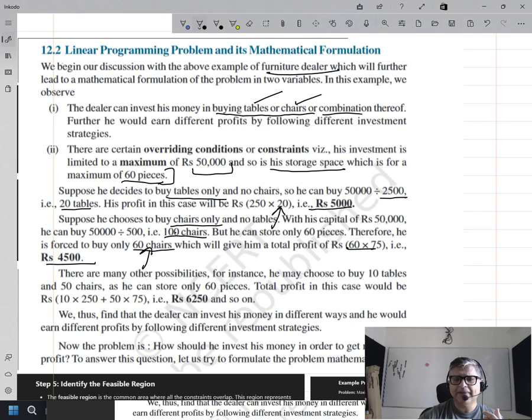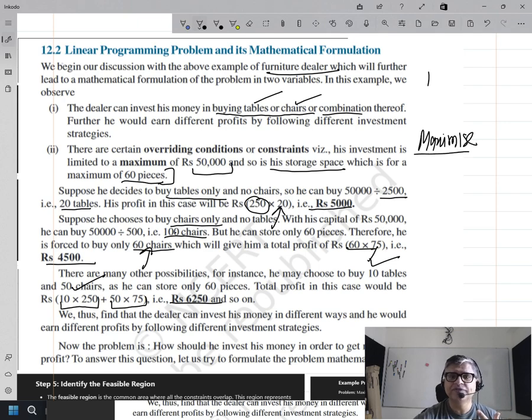And similarly, he can buy 10 tables and 50 chairs. For 10 tables, the profit will be 10 into 250, because each table gives 250. On each chair, the profit is coming out to be 75. So he gets 6,250. The profit is increasing with 10 tables and 50 chairs. But still we have no clue how to invest the 50,000 rupees with 60 pieces space so that he is successfully able to maximize his profit.